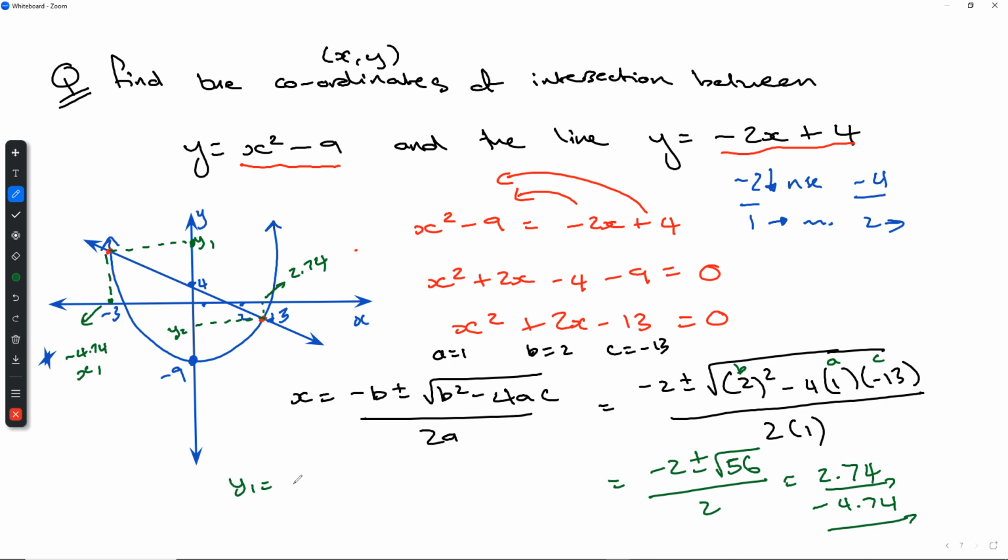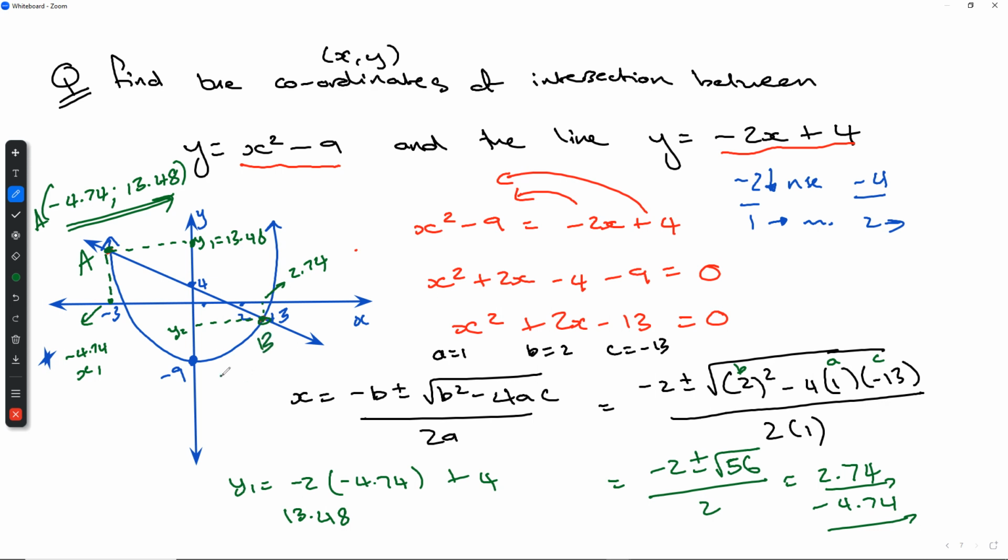So y1 will equal negative 2 times x1, which is negative 4.74, plus 4. And so we put that on a calculator. So negative 2 times negative 4.74 plus 4 comes to 13.48. That will be this y value over here. Which means that this coordinate over here will be negative 4.74 and 13.48. Let's call it point A.